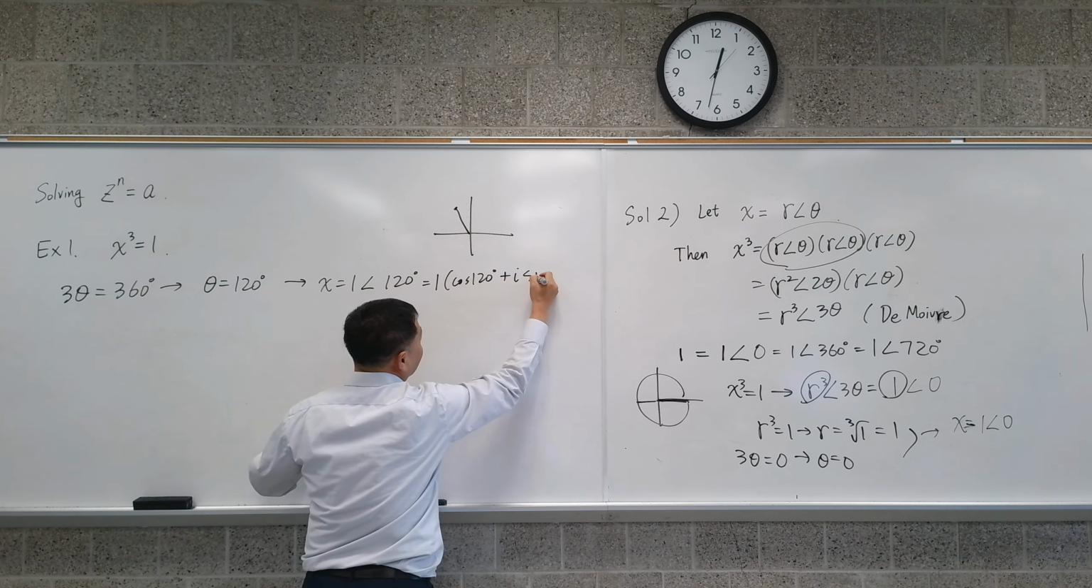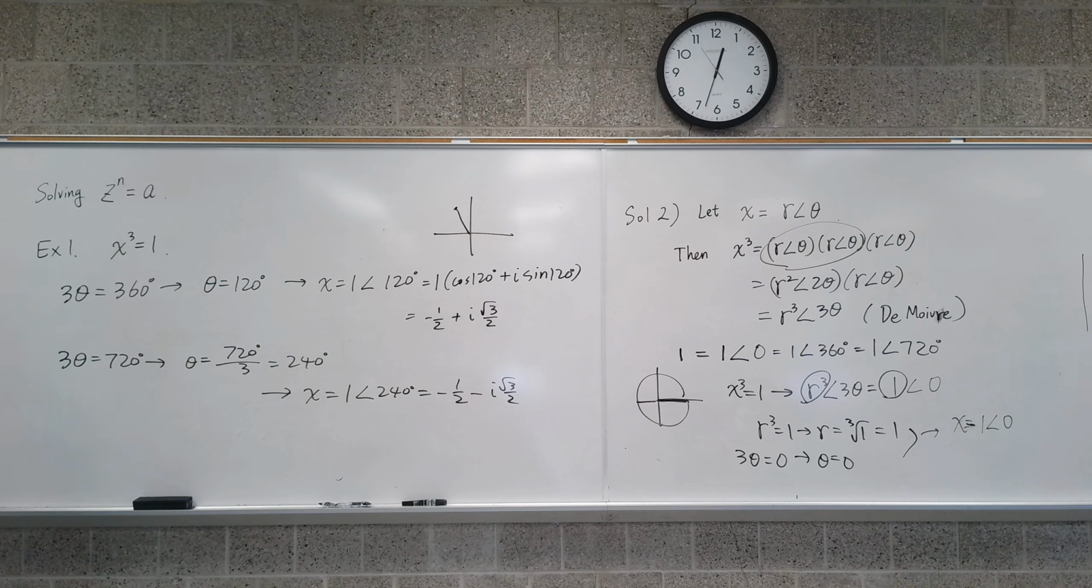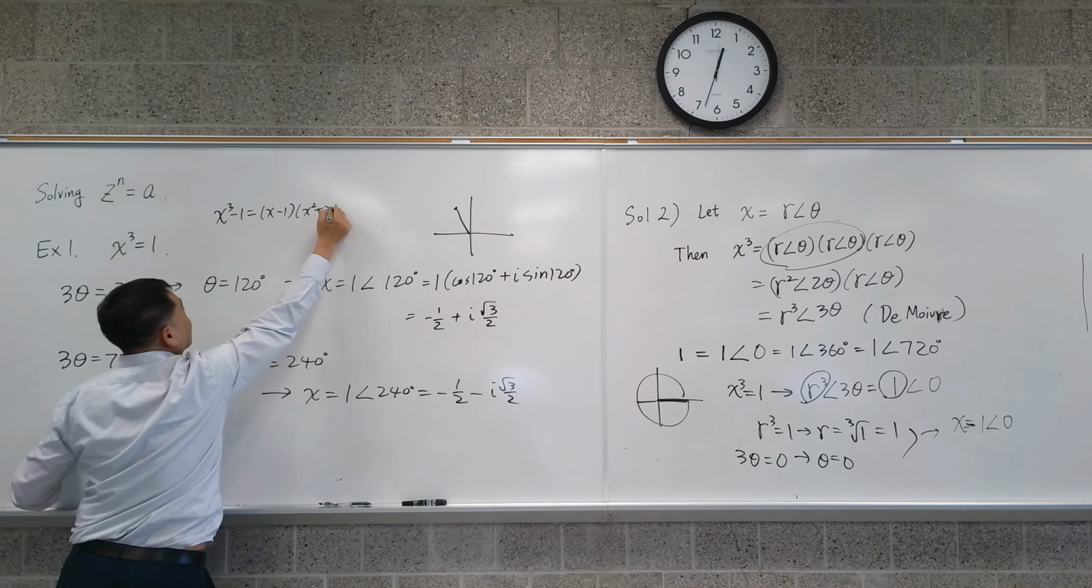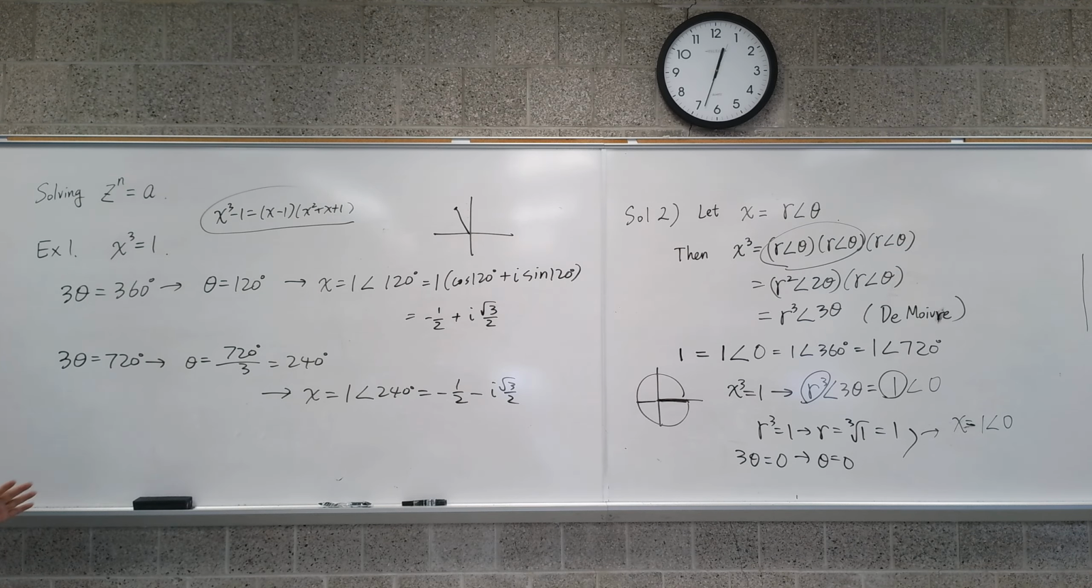Okay, and then the other one, 3 theta could be 720 degrees. In that case, you get theta equal to 720 divided by 3, which is 240. So you get x as 1 angle 240 degrees, and going through the same motion, we get the other one. So we cover all of those 3 answers without having to know the formula x cubed minus 1 equals x minus 1 times x squared plus x plus 1. So remember, the first solution looked easy, but it was only easy because we knew that formula, right? Therefore, this is the one that would generally work.